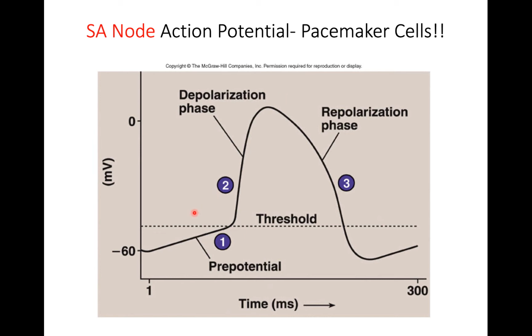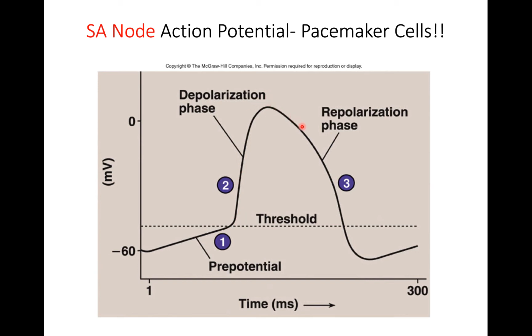So here are the steps of how pacemaker cells work. There are 3 steps I want you to remember. The first step is called the slow depolarization. You're slowly moving up in voltage until you reach the threshold. Once you reach the threshold, you shoot up in the rapid depolarization phase. And then that's where your muscle contraction happens.